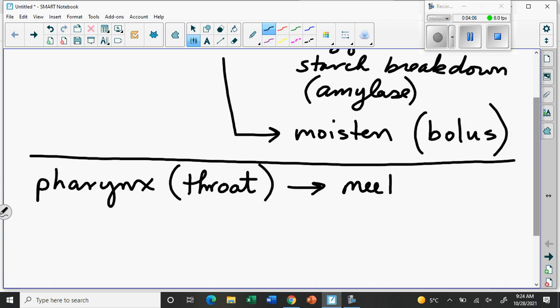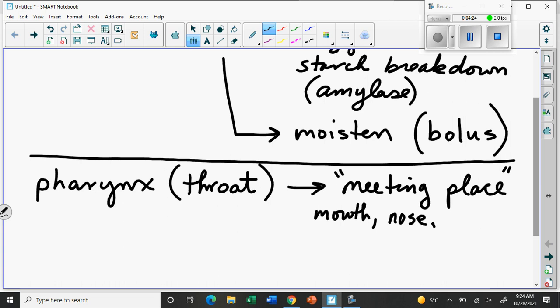And so it's the meeting place of several things. The meeting place, I'm going to put that in quotes, for obviously the mouth. So anything coming through the mouth enters into the pharynx. The nose is connected from the back of the mouth to the pharynx, as we saw in some of our pictures. Even the ears have a tiny tube that drains into the pharynx so that any mucus or infection in the inner ear can be drained. And even the eyes connect to the pharynx.